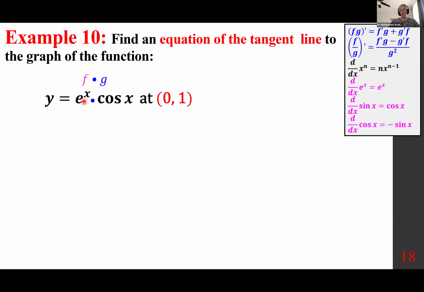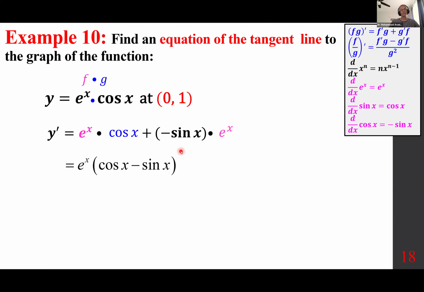So the derivative of e to the power of x is itself times g, which is cosine x, plus g prime. The derivative of cosine is negative sine x times f, e to the power of x. And all of this is done from memory. We factor e to the power of x out, and we get cosine minus sine. So this is the derivative function.